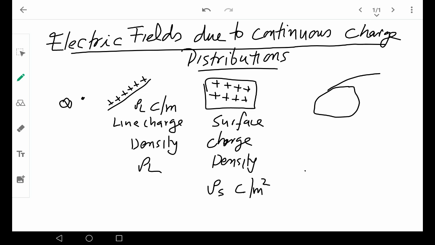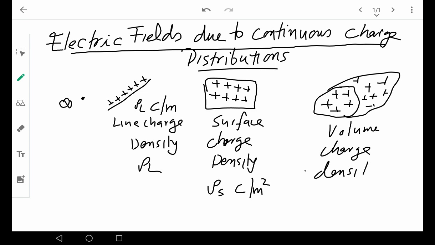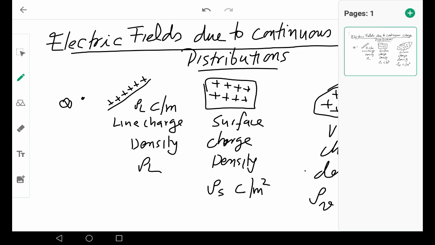Similarly, you can think of a volume like this, and in the whole volume you can have charges distributed. Here you can think about a volume charge density given by rho v coulombs per meter cube, because it is volume. So it is not just a charge at a particular point. You can have a charge distributed along a line or a curve, in an area or a surface, and also through a whole volume. So instead of a single charge Q coulombs at a point, you think about coulombs per meter, coulombs per meter square, and coulombs per meter cube. Okay.